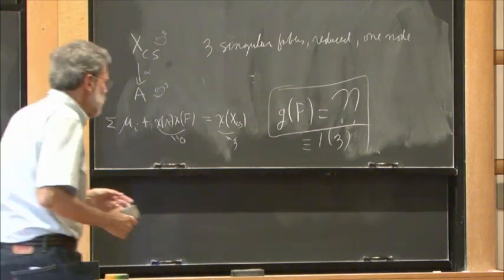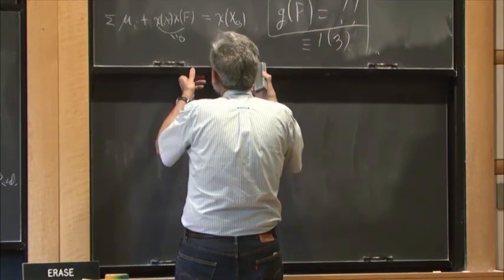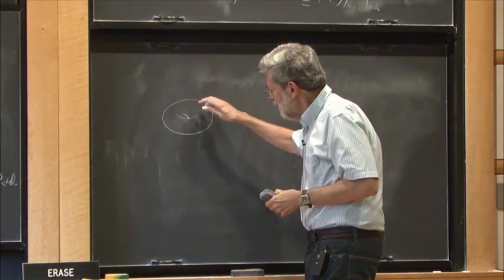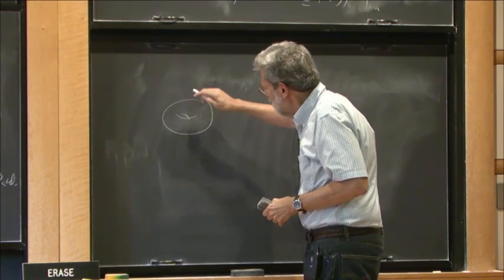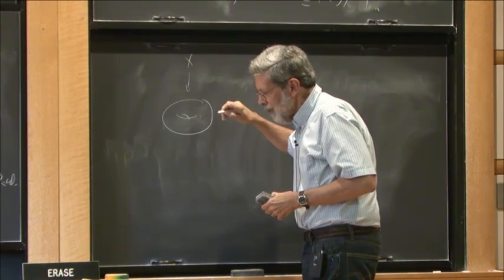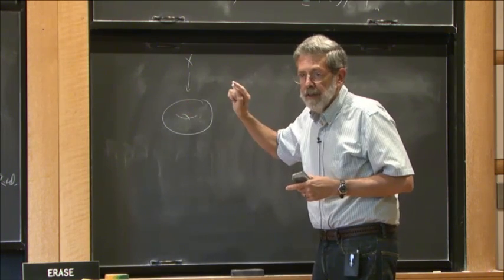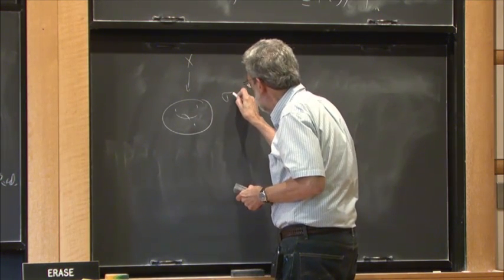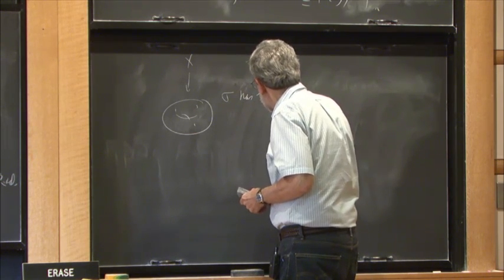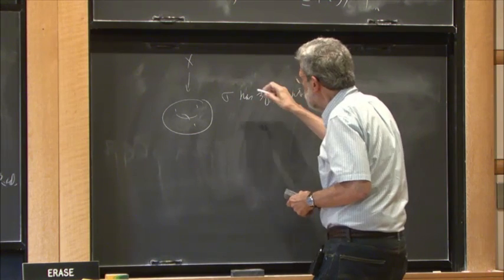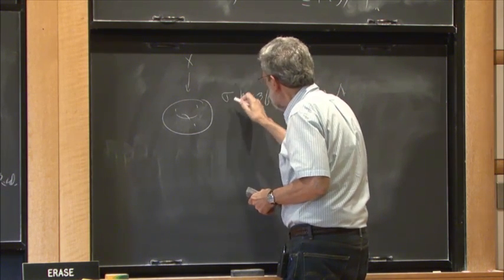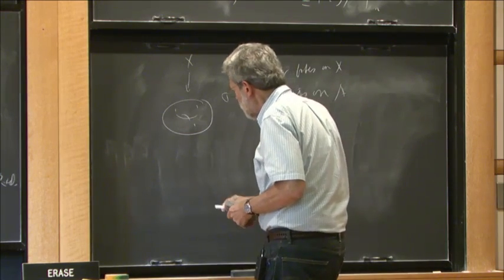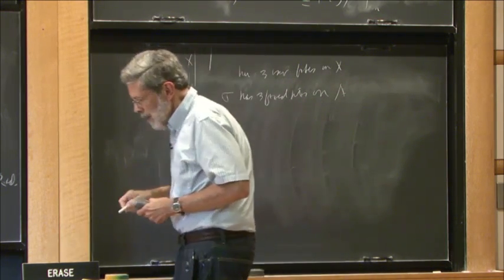So what we know is that there are three singular fibers. If here is the Albanese, it's not a very good picture. I should probably draw a triangle. But I have this fibering over here. The singular fibers are permuted, and then there are three invariant fibers. So sigma has three fixed points on the Albanese. Sigma has three invariant fibers on X, and that's a general fiber.